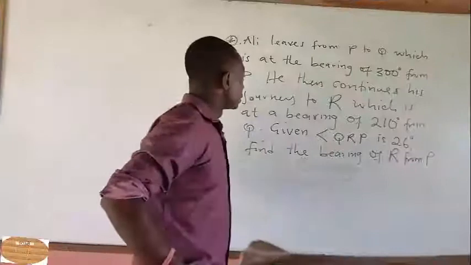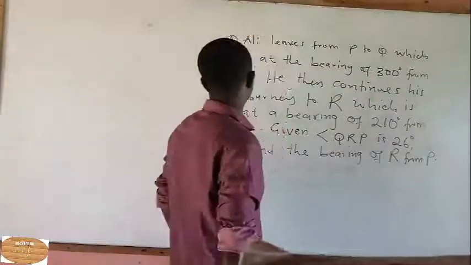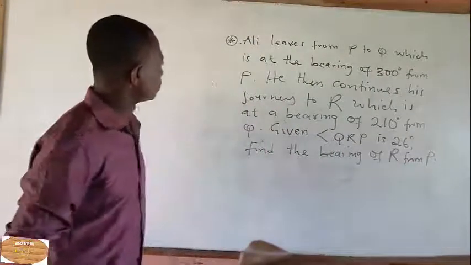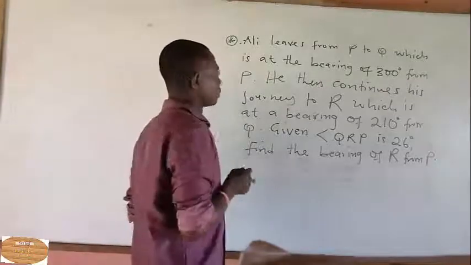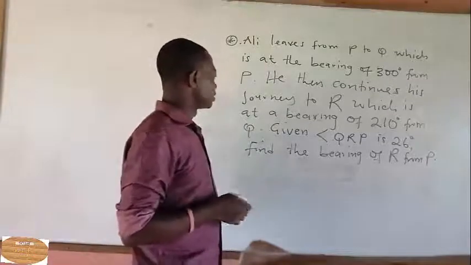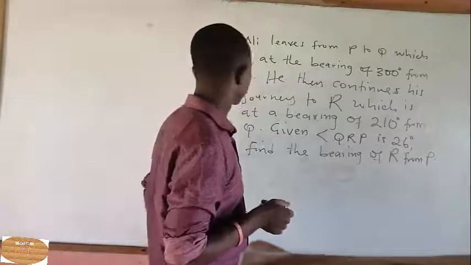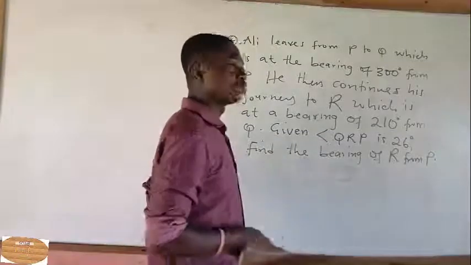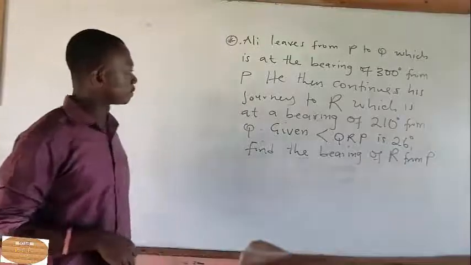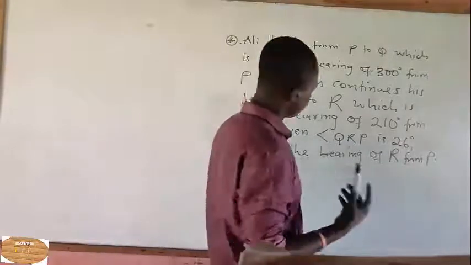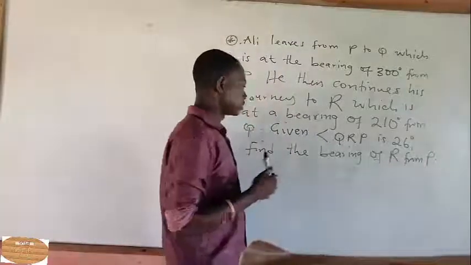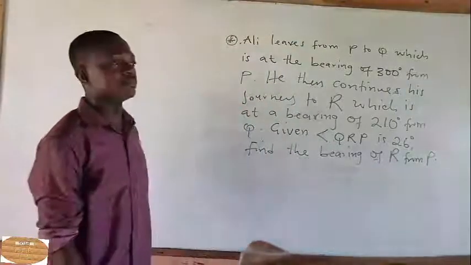Alright, so let's continue. We go from P to K, with a bearing of 300 degrees from P. He then continues to R, which is at a bearing of 210 degrees from K. Given angle KRP is 26 degrees, find the bearing of R from P.